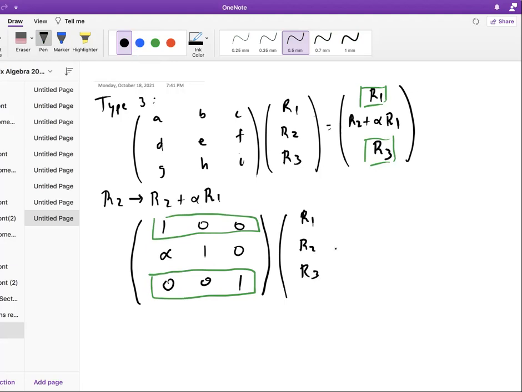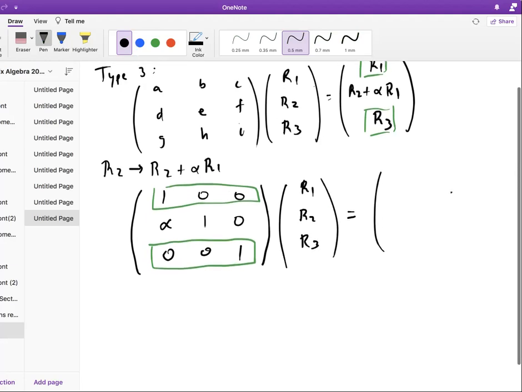And again, if you forget this, you can do the matrix multiplication out with a row 1, row 2, row 3 like this. And there's your type 3.